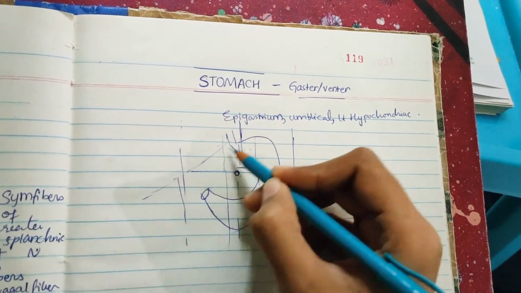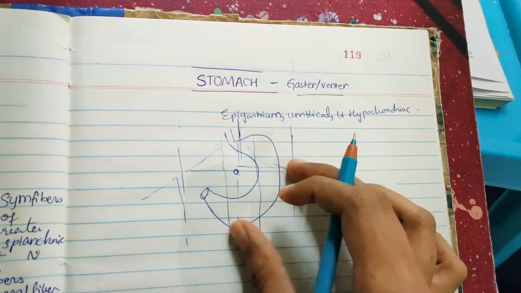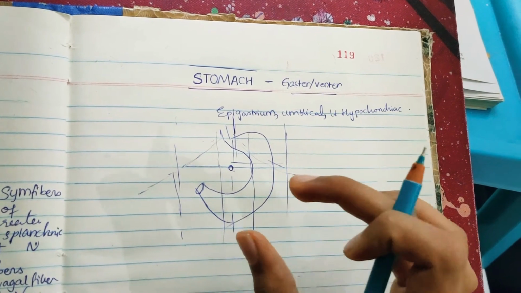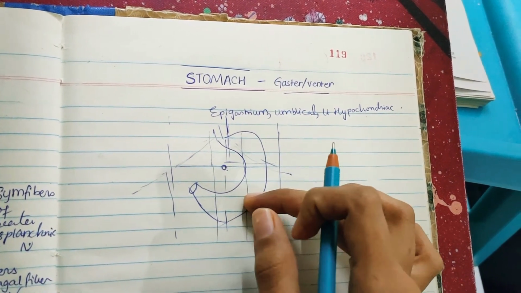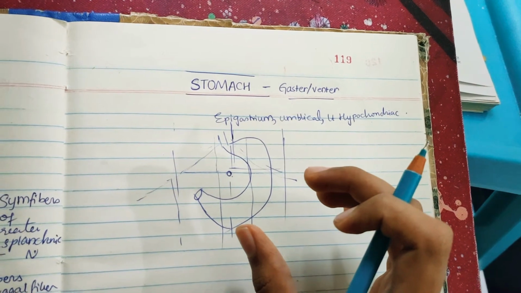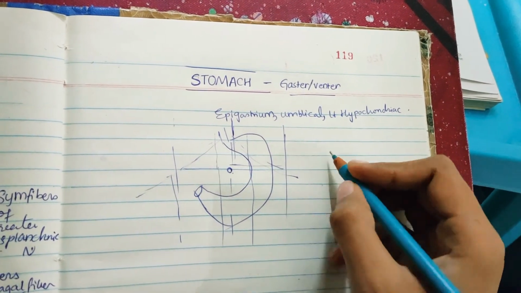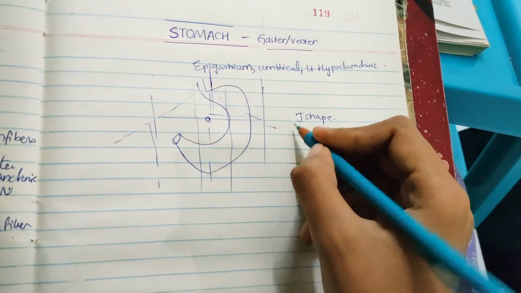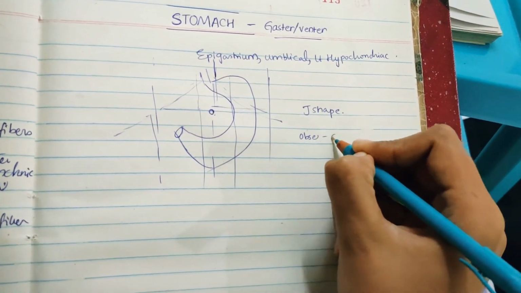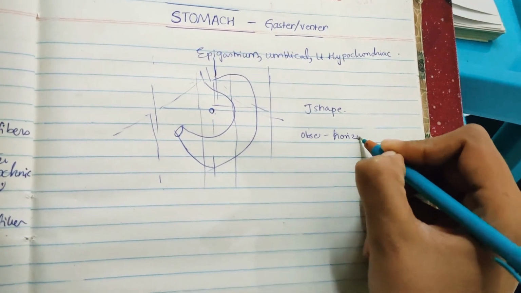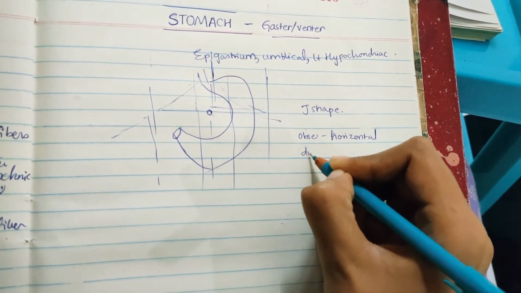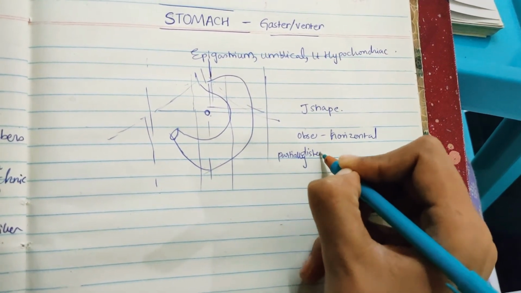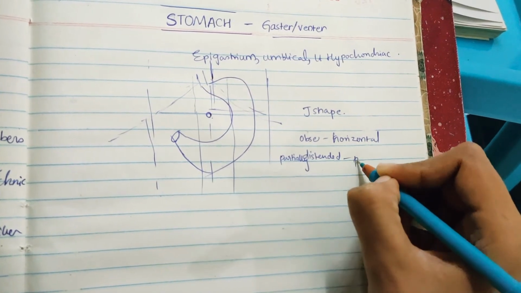You can see this dotted line represents the costal margin, and of course ribs will be on the sides. So if you see the stomach, it's like a J shape, right? When it is empty, it is J shaped or vertical, and when it's partially distended, in that case, it becomes like a piriform shape. So normally J shape. And in obese person, if you see, it is horizontal, and when partially distended, then it is piriform shape.